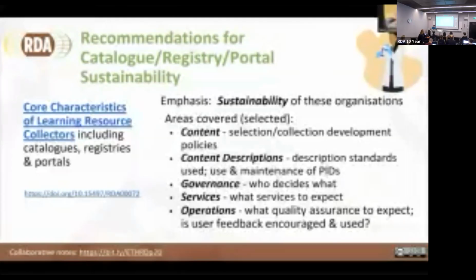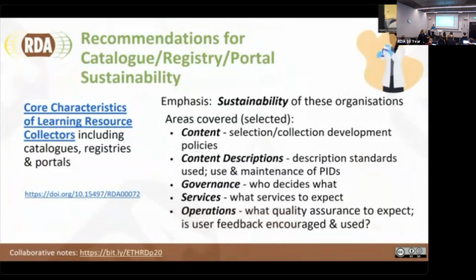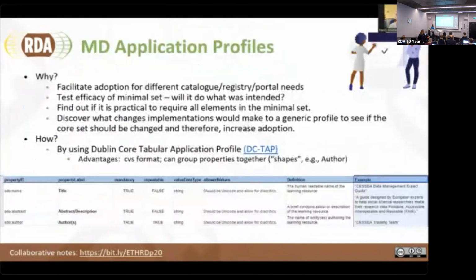and other types of educational portals. The characteristics identified included those related to policy statements with respect to the content included in a registry, the content descriptions, the governance of the organization, what services were offered, and operations policies such as quality assurance, user feedback, and others. The report about the group's efforts, including more about the core characteristics, can be found on the DOI on the slide, as well as on the eThread interest group outputs webpage.